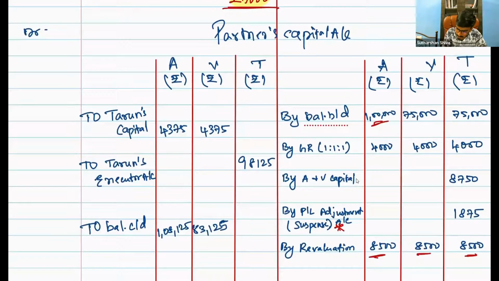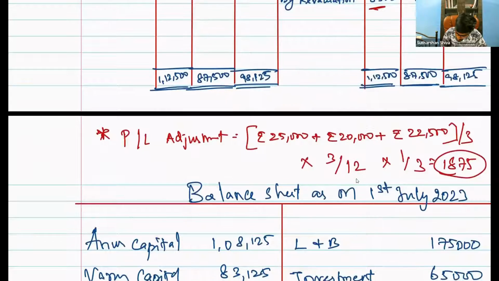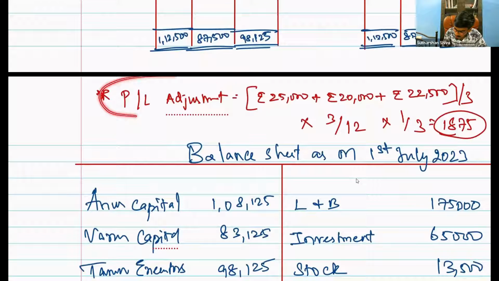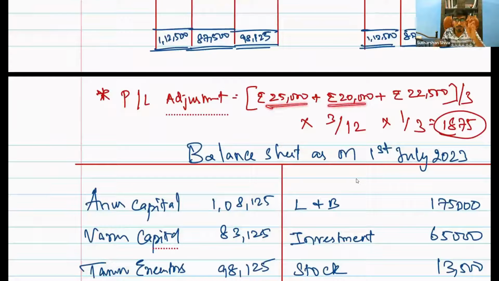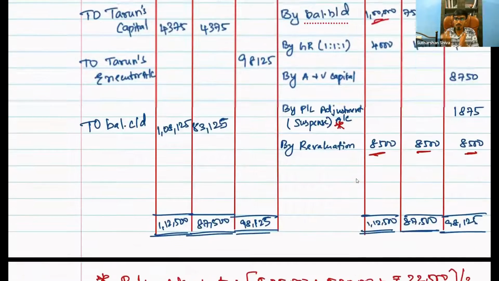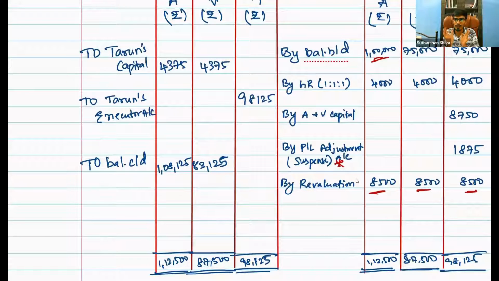How will you find out this fifth one, Tarun's share of profit for the last 3 years? Take the last 3 years' profit, divided by 3 is the average. From that you will calculate 3 by 12 for 3 months, and that is the total profit for those 3 months. For those 3 months, you need to find out Tarun's share of goodwill. So it comes to around 1,875 for the profit generated in those 3 months.